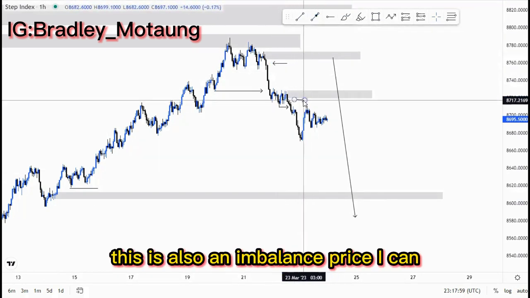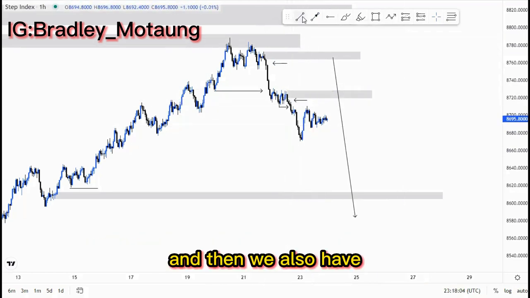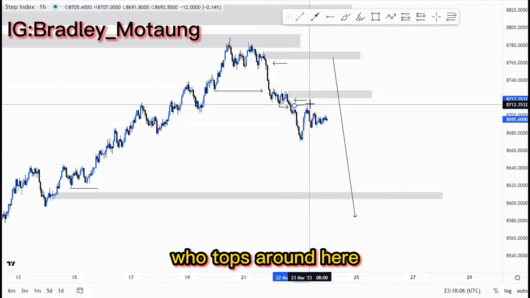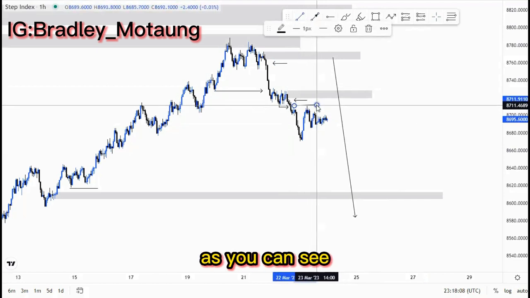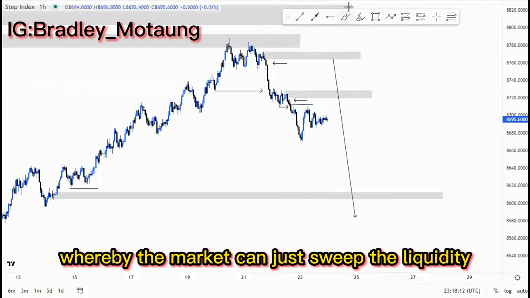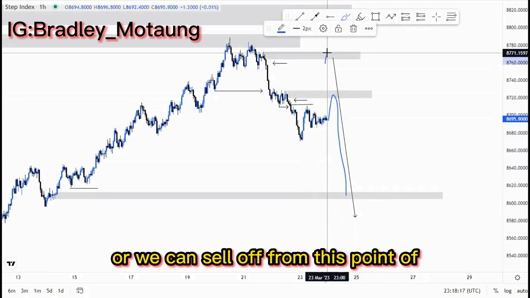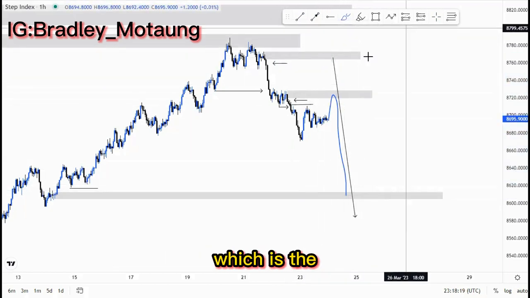This is also an imbalanced price action where I'll be looking for those selling opportunities. And then we also have two tops around here, double tops. As you can see, this is a liquidity area where the market can just sweep the liquidity and then come back and sell off from there, or we can sell off from this point, which is the extreme zone.